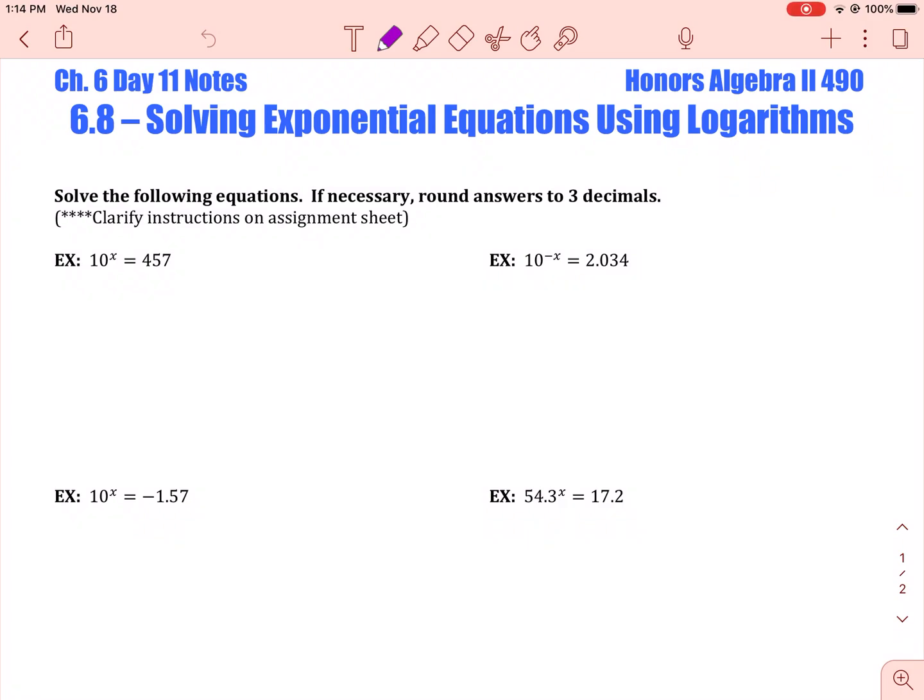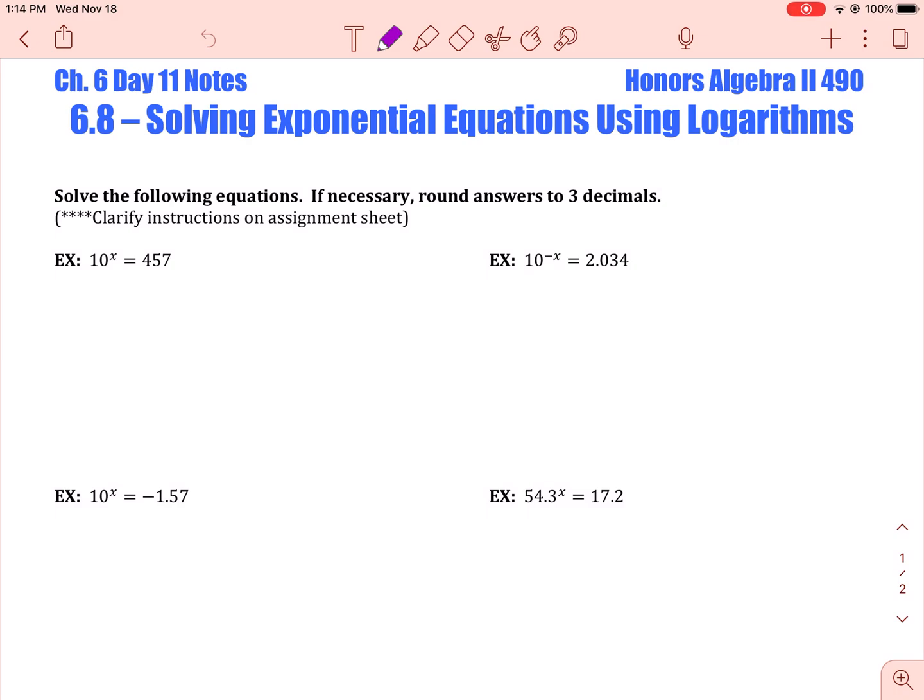Hello, Honors Algebra 2. We are on day 11. We're going to solve exponential equations using logarithms. First directions: solve the following equations. If necessary, round answers to 3 decimals. Please go grab your calculators right now.